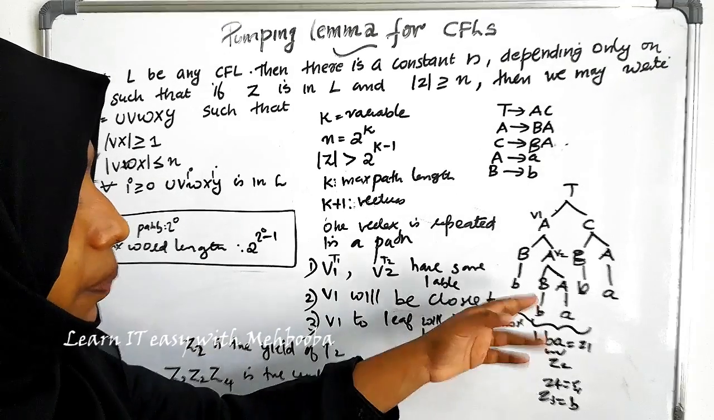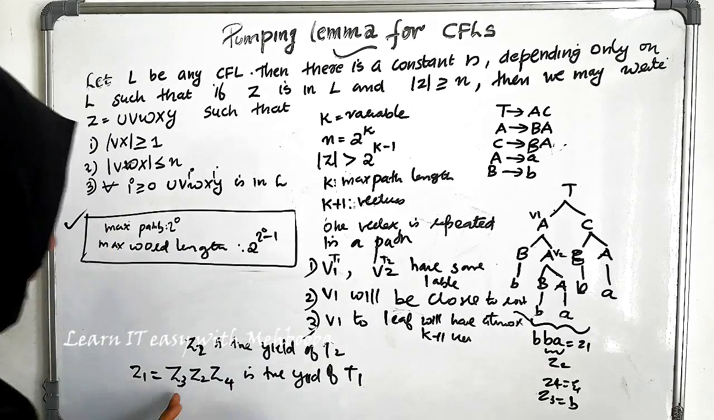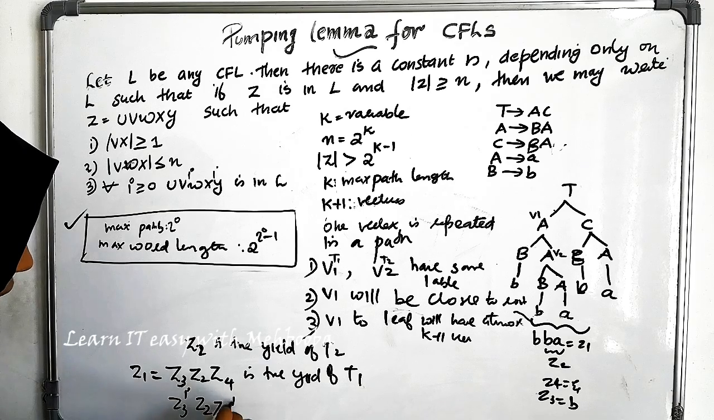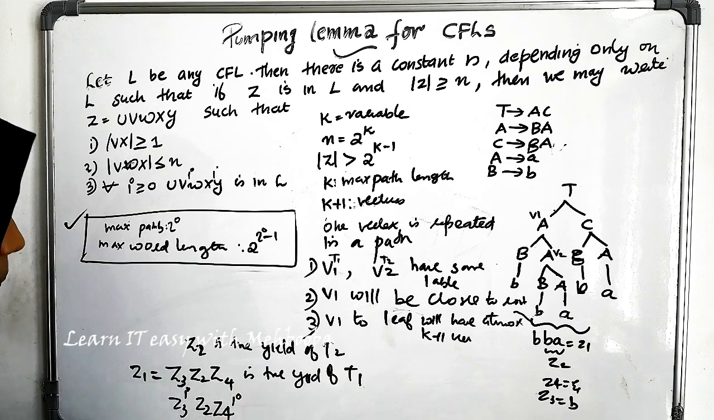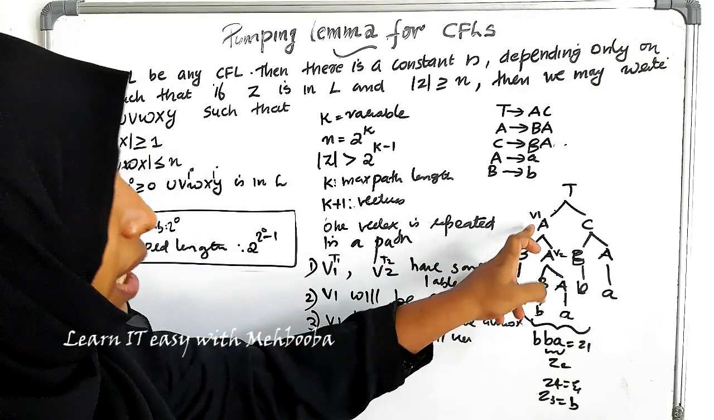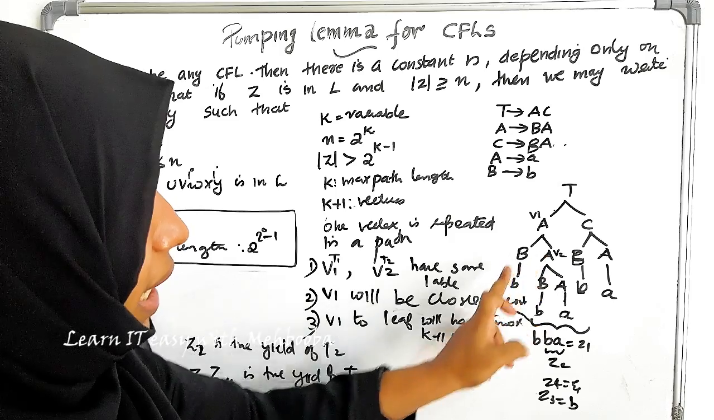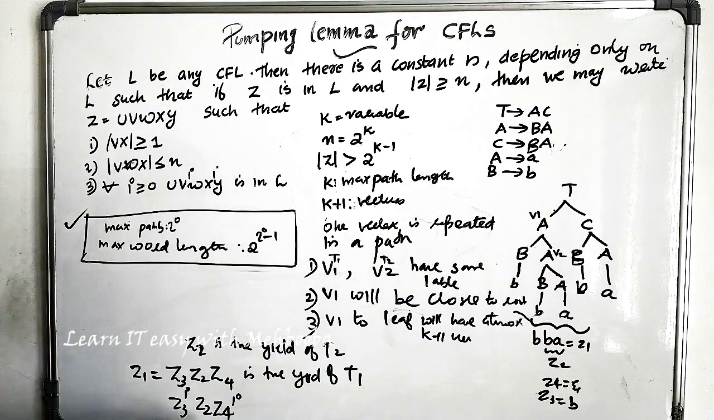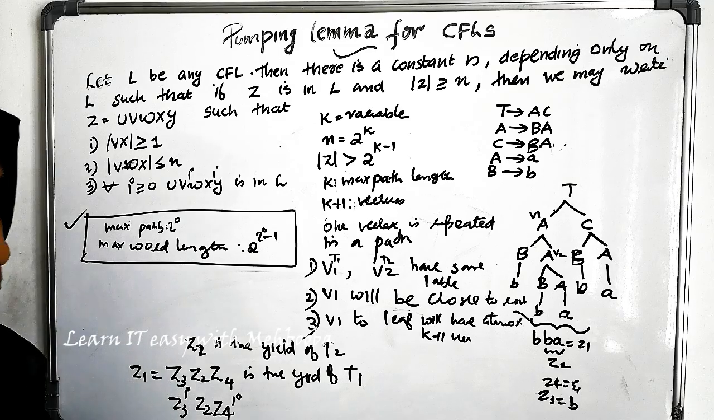That is, we can repeat this Z3 and Z4 any number of times. They will be repeated an equal number of times because they are the yield of A1. So when A is repeated, this B and A will be repeated again and again, isn't it? So thus Z3 and Z4 can be repeated any number of times.